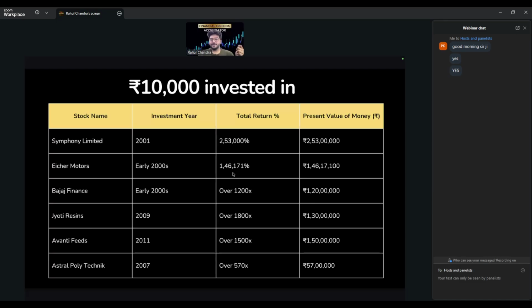Eicher Motors, 1,461 times. Bajaj Finance, over 1,200 times. Jyoti Resins, over 1,800 times. Avanti Feeds, over 1,500 times. Astral Polytechnic, over 570 times. Now, of course, for each Symphony, for each Eicher Motors, there will be cases wherein this 10,000 would have become zero as well. Correct? But, and I'm telling you the reality, but what is our takeaway?